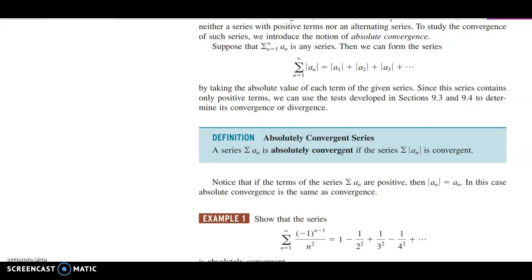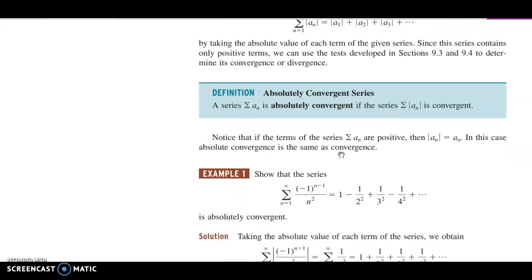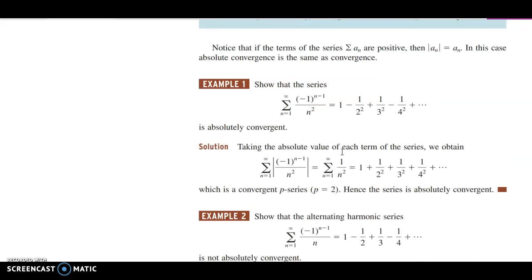We have to show that the series is absolutely convergent. Taking the absolute value, it will become 1 by n square. This is of the form 1 by n raised to p, with p equal to 2, which is greater than 1. So this series converges. So this series is absolutely convergent.